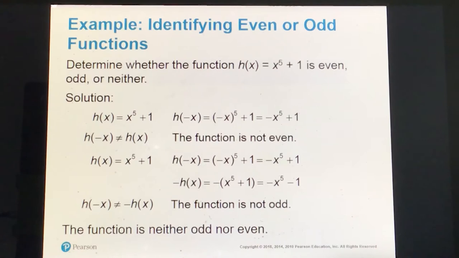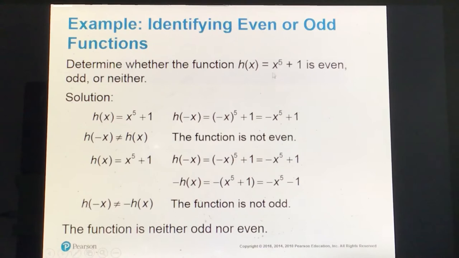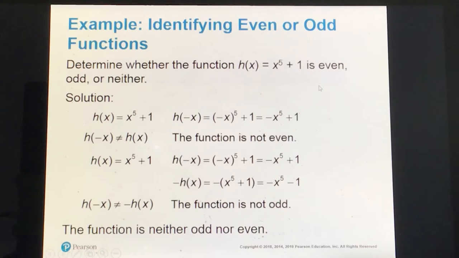Now, this is how you would have to do it without a graphing thing. But what I would have you do is graph y equals x to the fifth plus 1 on Desmos. If you could see that the y-axis goes straight down the middle and you can fold it over and they'll match up, then it's even. If you see that it's going through the origin, if you rotate it 180 degrees, it would be the same, then it's odd. If it's not, then you can't.